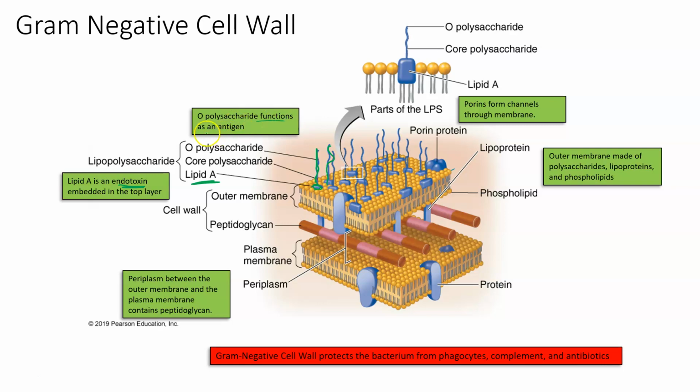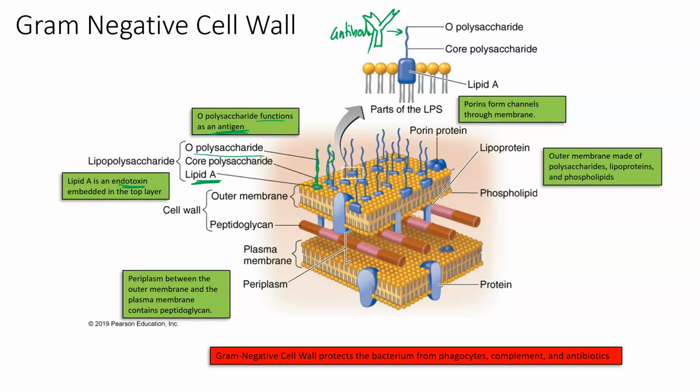O polysaccharide functions as an antigen. Lipid A is an endotoxin. O polysaccharide is going to be protruding, and that is going to serve as their antigen. That's what our antibodies are actually going to identify as being foreign, this being an antibody of our immune response.